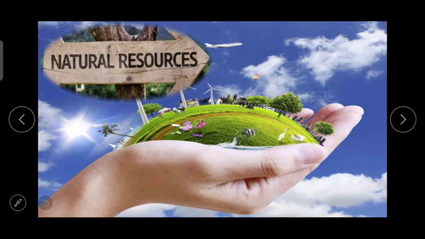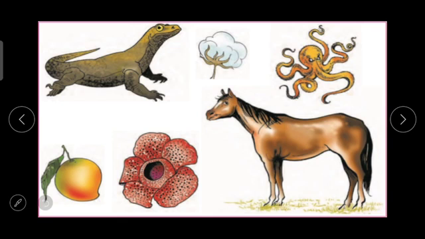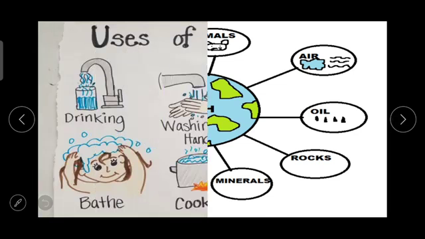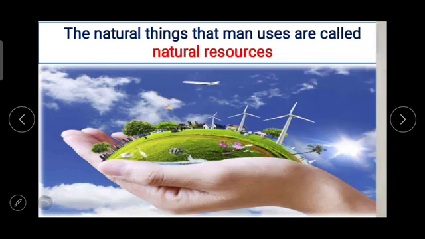My dear students, today in Standard 6th Geography, we'll be learning the topic natural resources. We have already started this topic, and in the first part of this topic, we have discussed the concept of natural resources with the help of the slides which are on the screen now. So the earth gives us the natural resources, then the uses of water, and the definition of natural resources, which was very simple: the natural things that man uses are called natural resources.